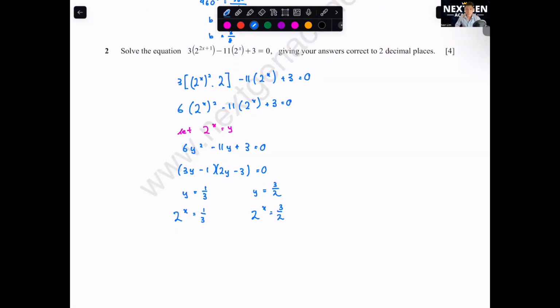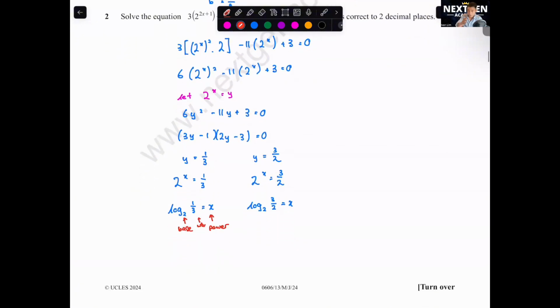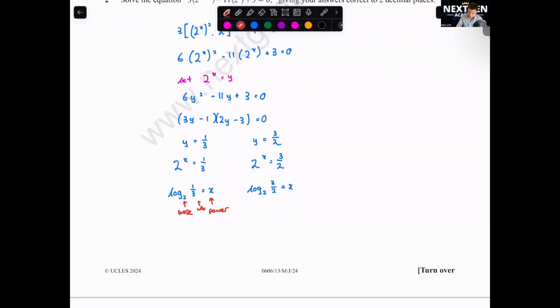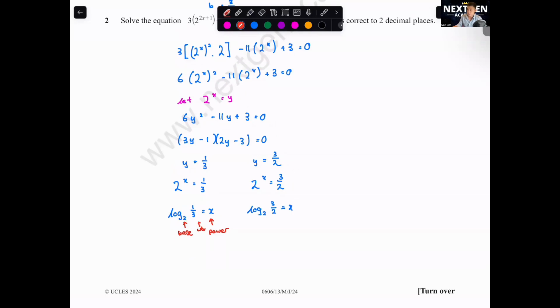From this form, which is called exponential form, we convert it to log form. Do you remember how to convert to log form? Log base 2 of 1 over 3 equals x. Log base 2 of 3 over 2 equals x. This is the base, right here, and this is the power, then equals whatever. Remember: 1, 3, 2. Now they want you to correct to 2 decimal places.